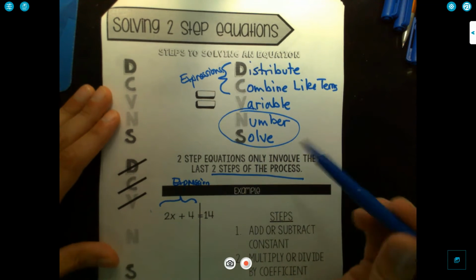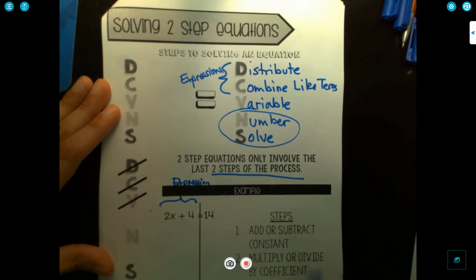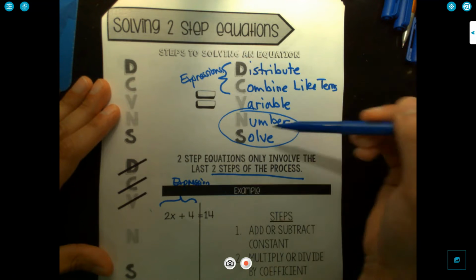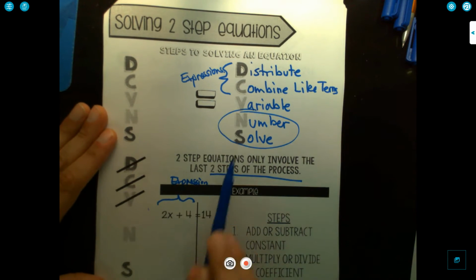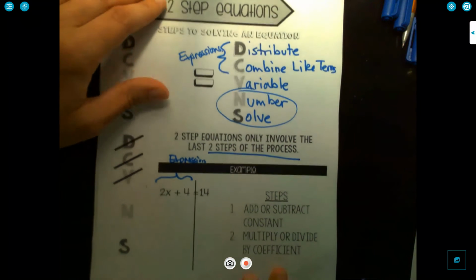All right, so for two steps, we're just going to involve number. We'll get more in depth in this in the next lesson, but for right now, for two-step equations, all you're going to do is number or solve. You're going to be given an example like this. Let me move this up a little bit.